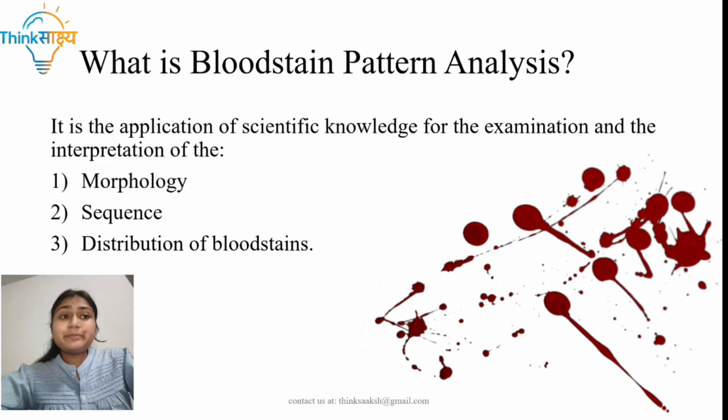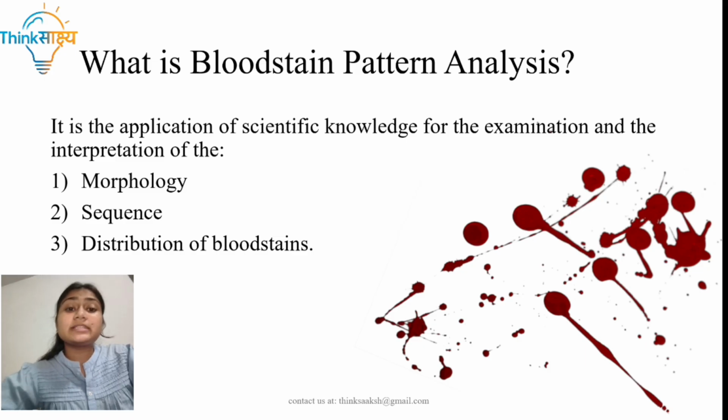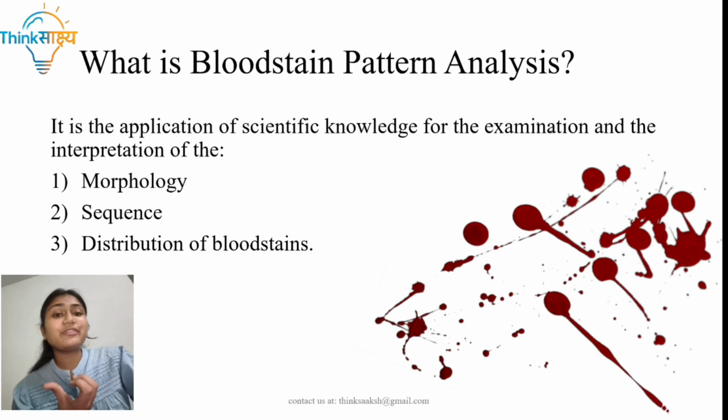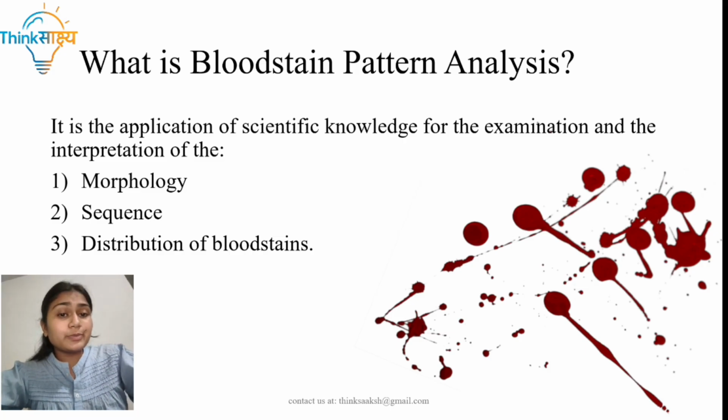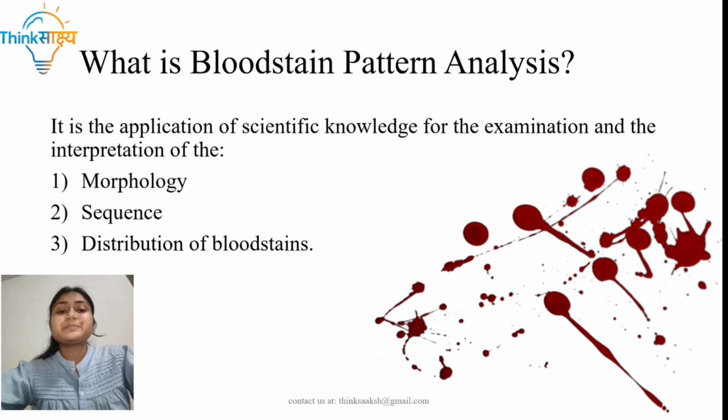So the blood stain pattern analysis is the application of scientific knowledge for the examination and interpretation of blood stains. So what is the scientific knowledge? These are the already developed scientific methods which we will employ to examine the blood stain we have found on the crime scene. And how and what we can interpret from this examination?